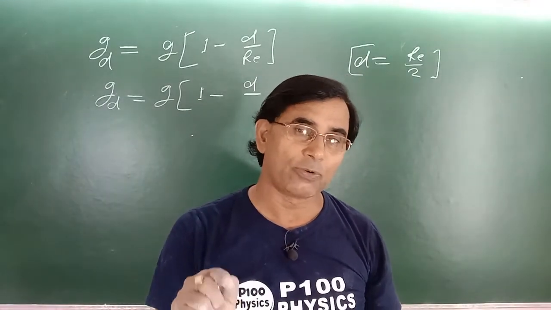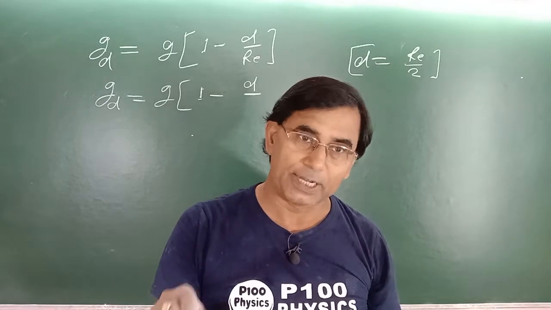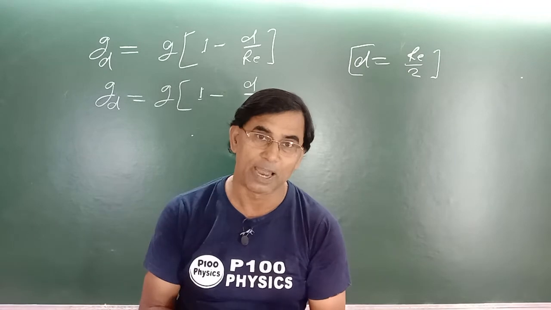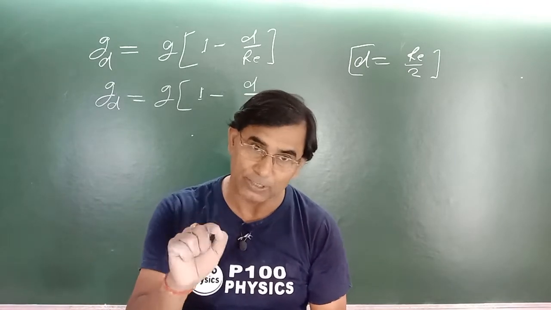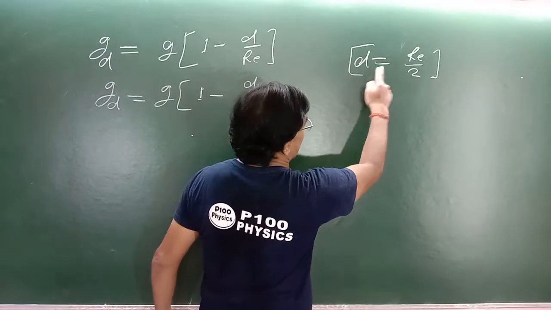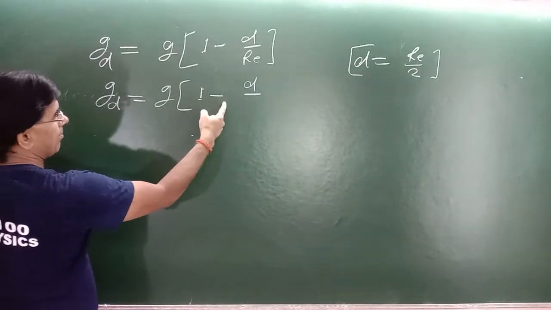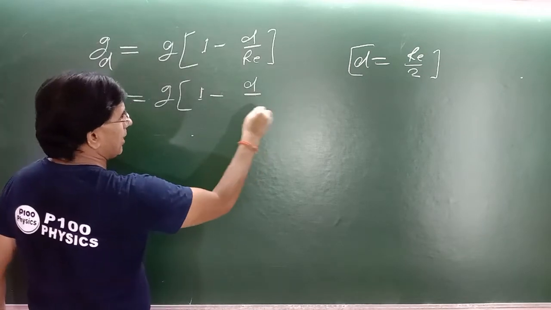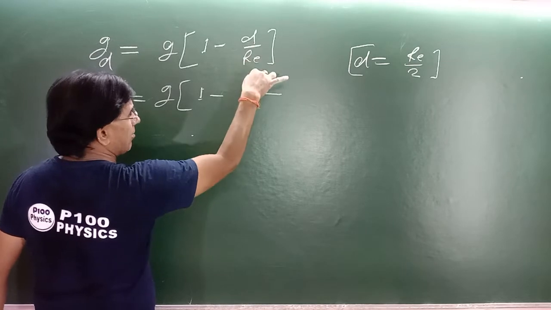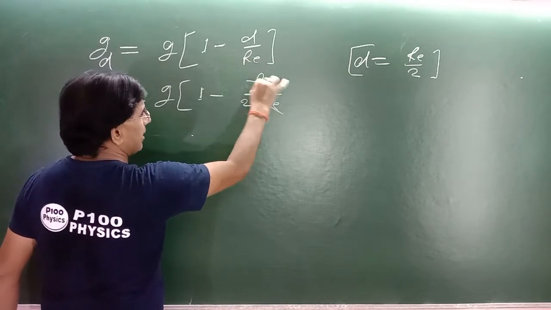At d equal to Re, that point will be the center. At the center of the earth, g will be 0, and acceleration due to gravity also becomes 0. Since the point is d equal to Re by 2 in the question, now come on to the point: 1 minus d by Re, d equal to Re by 2, and Re becomes cancelled.